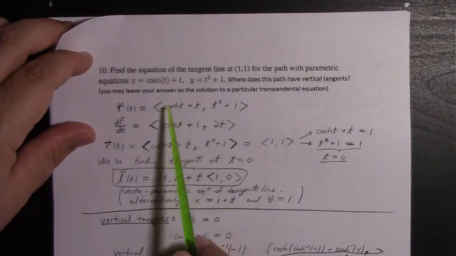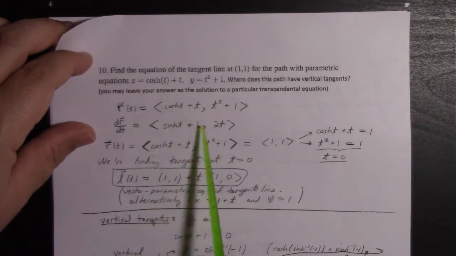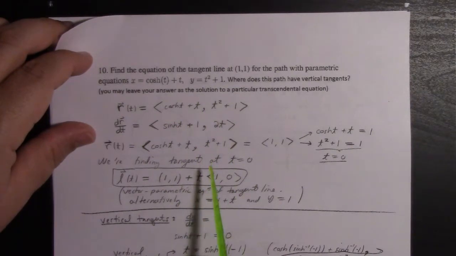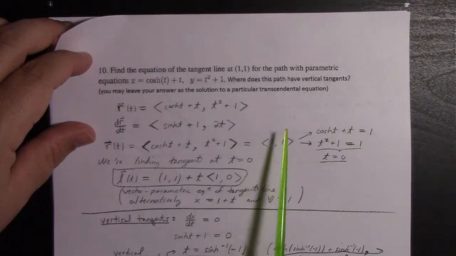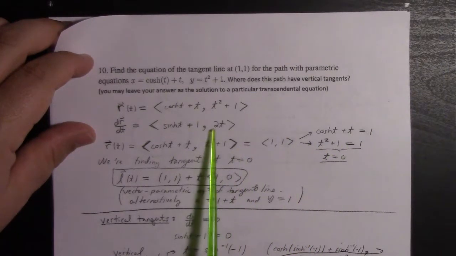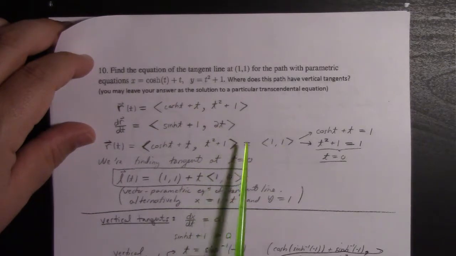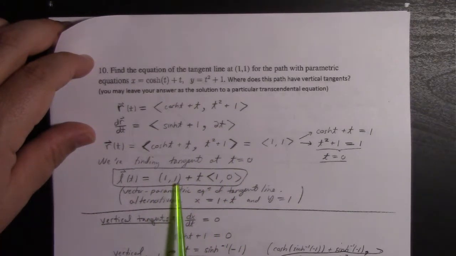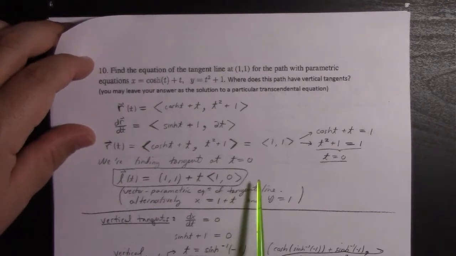And so there's our position, there's the velocity, differentiating. And then when we plug in time 0, of course, we get (1, 1). When we plug in time 0 into this, we get (1, 0). So the parameterization of the tangent line would be (1, 1) plus t times (1, 0). This is the vector parametric equation of the tangent line.